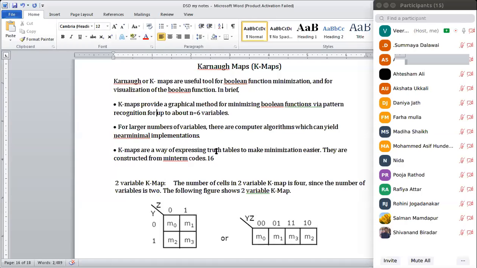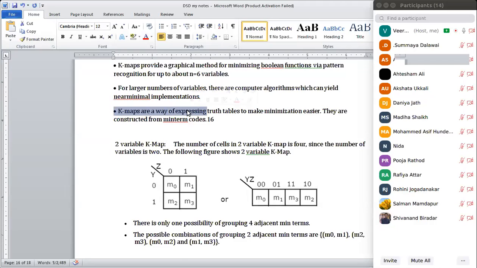For larger numbers of variables, there are so many computer algorithms that can execute and solve the larger variables. But only for 4, 5, 6 variables, we can go for Karnaugh maps, and that too manually. K-maps are a way of expressing truth tables to make minimization easier. So for easy minimization purpose, we go for K-maps. How are these K-maps going to help?